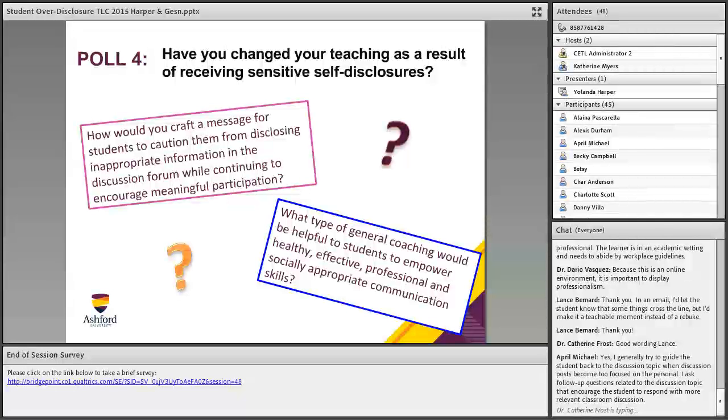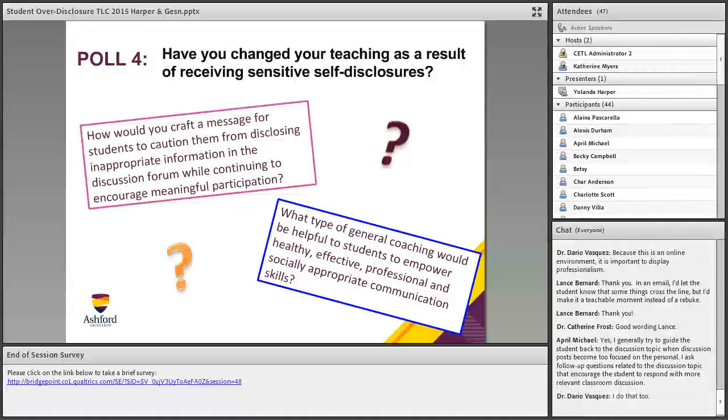April also talked about asking follow-up questions related to the discussion topic that encourage the students to respond with more relevant classroom discussion. I'm so glad you said that, April. That is a fabulous strategy. I do that as well because sometimes students get so distracted in their over-disclosures that they miss addressing the content, and they also miss out on potential grade points. Those types of questions direct them back to the academic content. They may not earn the full credit because they didn't put that content in their initial post, but I will give them credit back for including accurate academic content in a follow-up response to my question.